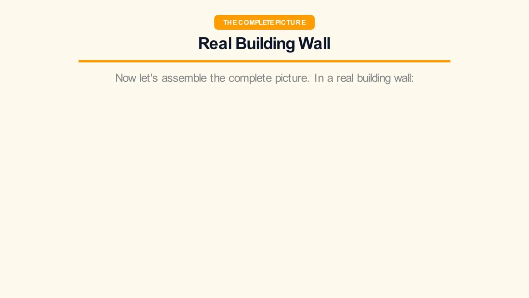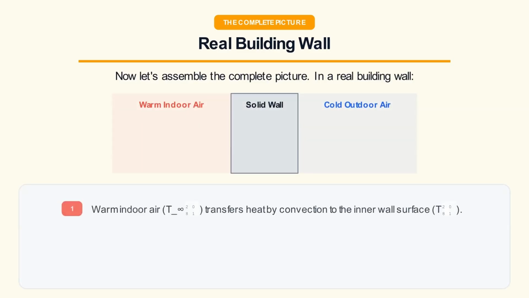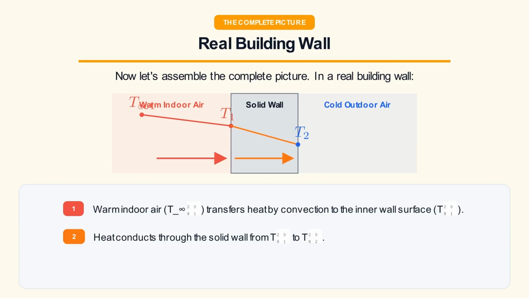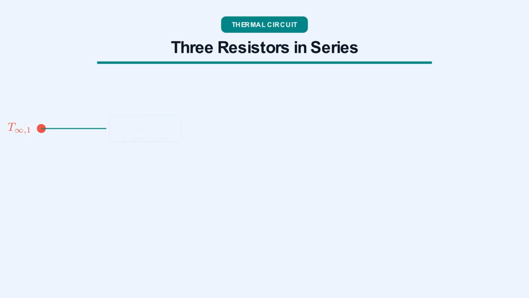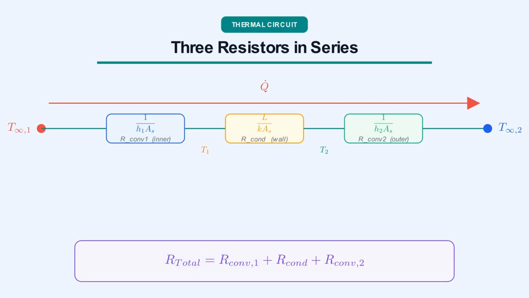Now, let's assemble the complete picture. In a real building wall, 1. Warm indoor air transfers heat by convection to the inner wall surface, T1. 2. Heat conducts through the wall from T1 to T2. 3. The outer wall surface, T2, transfers heat by convection to cold outdoor air, T infinity 2. This is exactly 3 resistors in series, just like 3 electrical resistors connected end to end. R total equals R convect 1 plus R conduct 1 plus R convect 2.